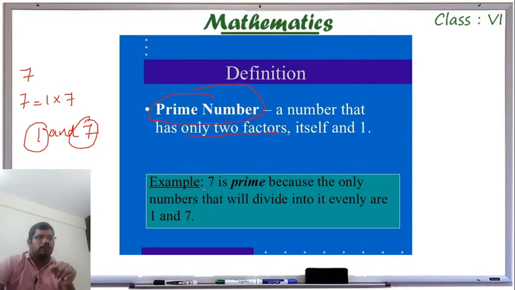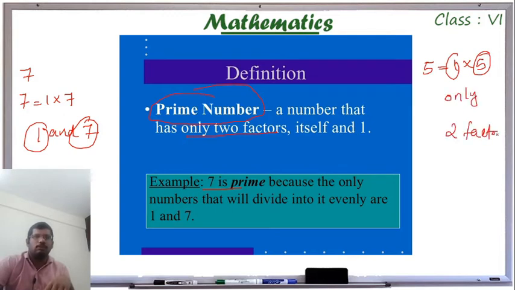In the case of 7, 7 is a prime number. Also, for example, 5: 1 into 5, no other way of writing. So the factors are 1 and 5. Only two factors, so we call 5 a prime number. But in the case of 10, we have 1 into 10 and 2 into 5, so we have 1, 2, 5 and 10. This is not prime, because 10 has more than two factors. If a number has only two factors, we can call it a prime number.